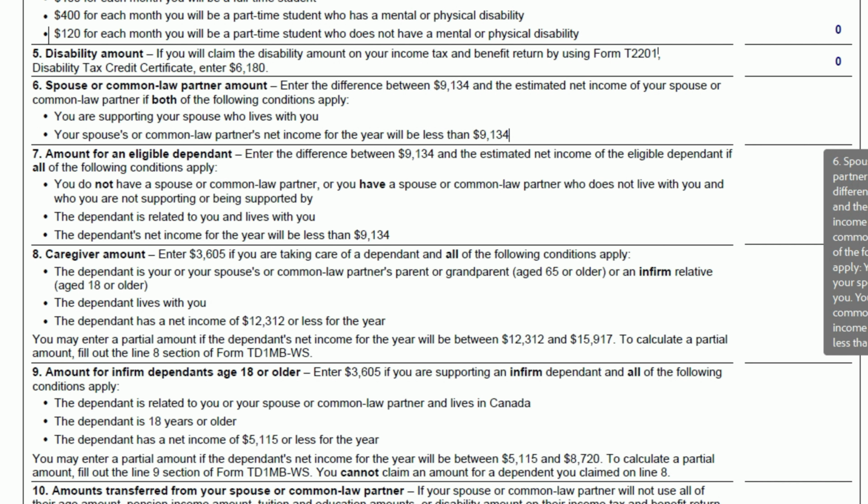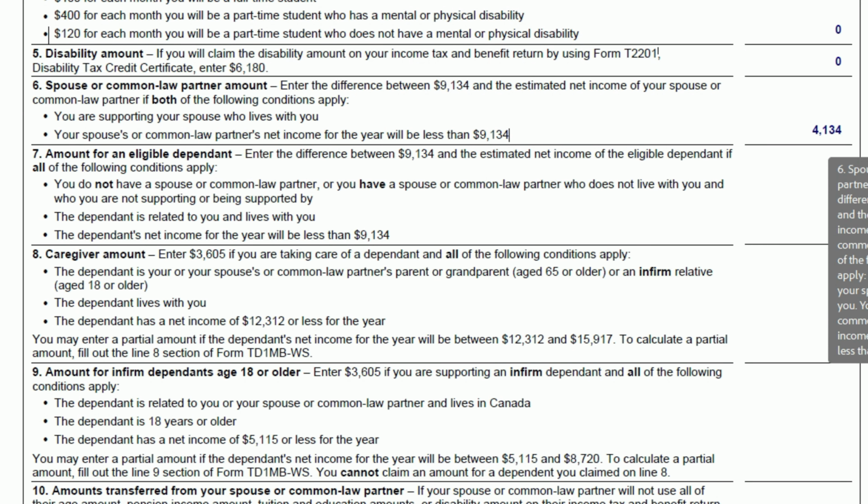Now, if your spouse or common law partner is not working, in that case, you will enter 9134. When they have 0 income, you enter 9134. Say if they have an income of $5,000, in that case, you will subtract that 5,000 from 9134 and that will become 4134. This is what you will enter. So make sure you're doing the calculation correctly. And if they have income more than 9134, just enter 0.